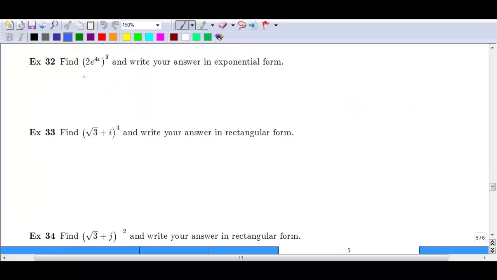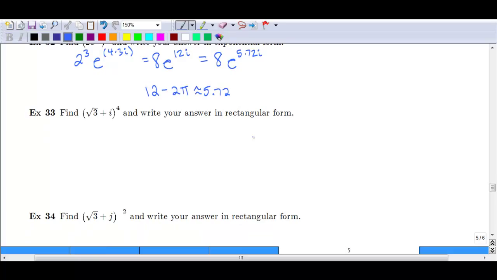Now let's take a look at an example in exponential form. Again, we're going to end up with 2 cubed and then e to the 4 times 3 times i. So we end up with 8 e to the 12i. Again, 12 is greater than 2 pi, which is approximately 6.28, so we need to subtract 2 pi. And we'll end up with approximately 5.72. So our final answer is 8e to the 5.72i.